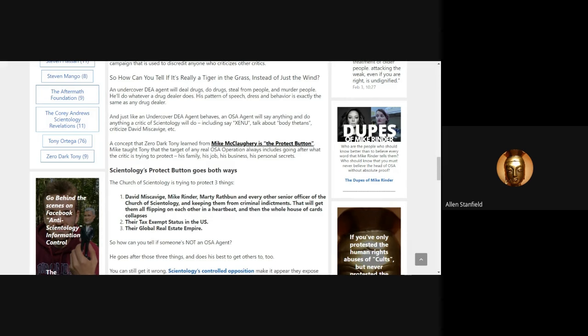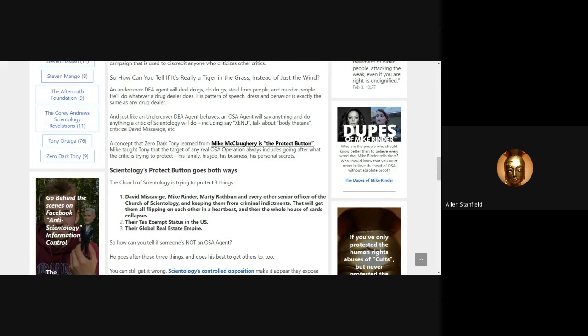They threaten whatever the target is protecting in order to coerce them into either doing what they want or shutting up and going away. So that's the protect button. Now, this is very useful. This is how you identify an OSA agent. It's still difficult, but this is the route to take in your analysis.